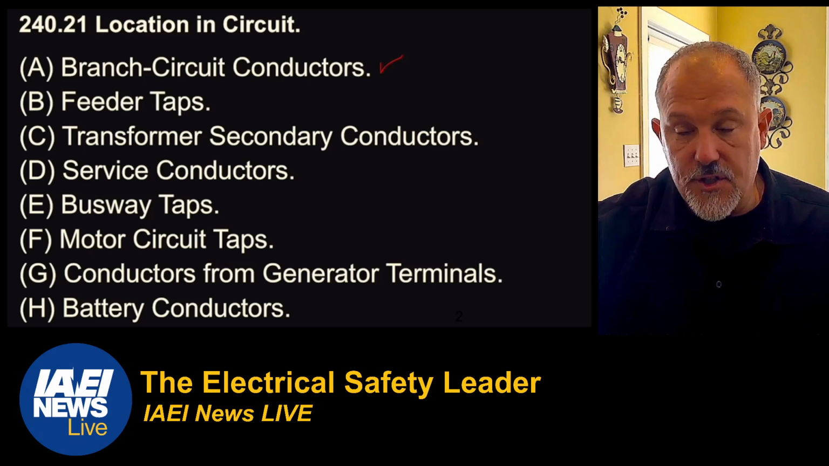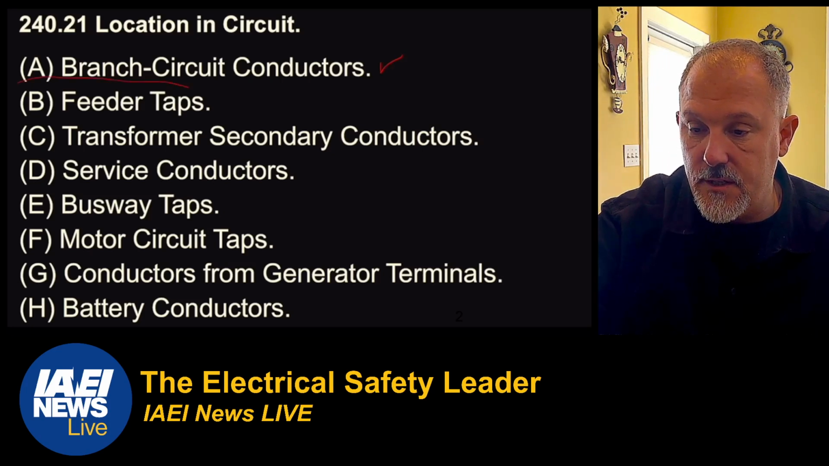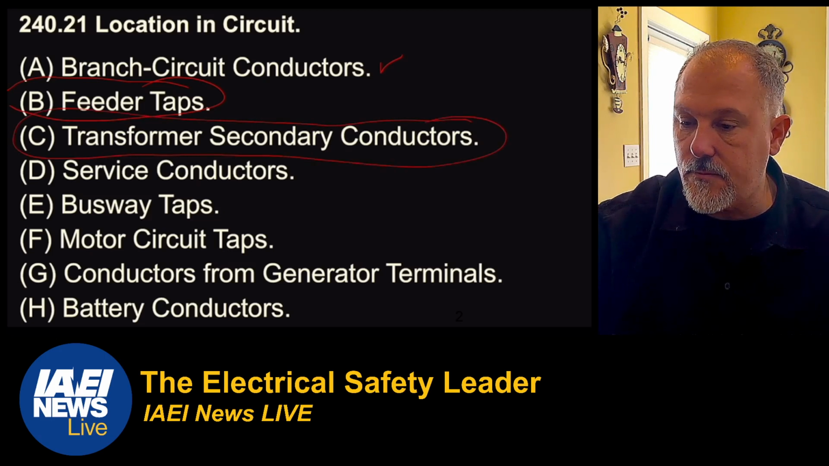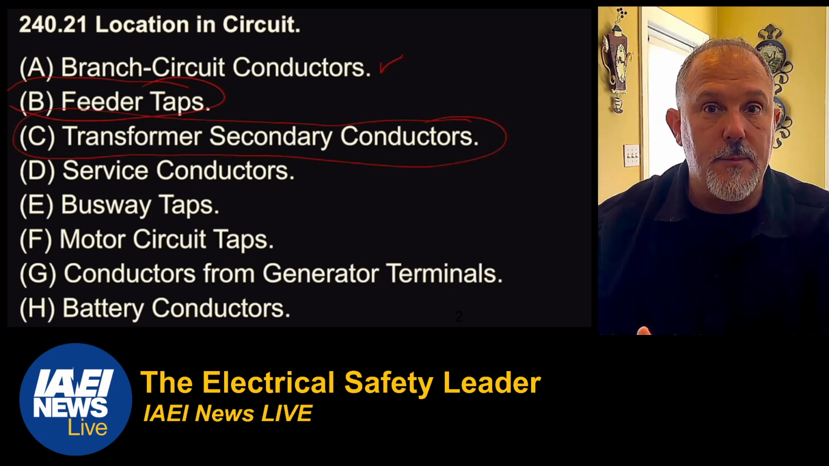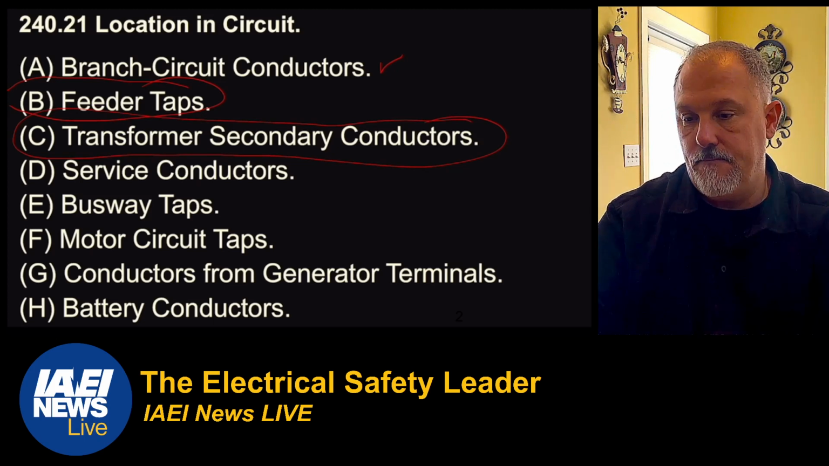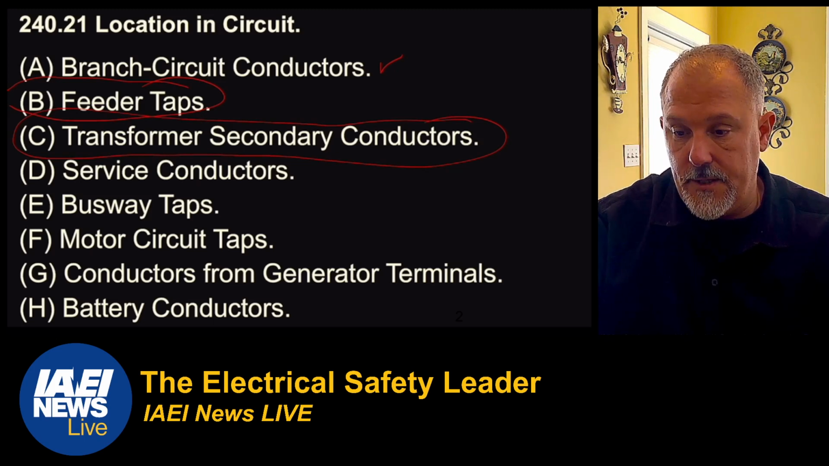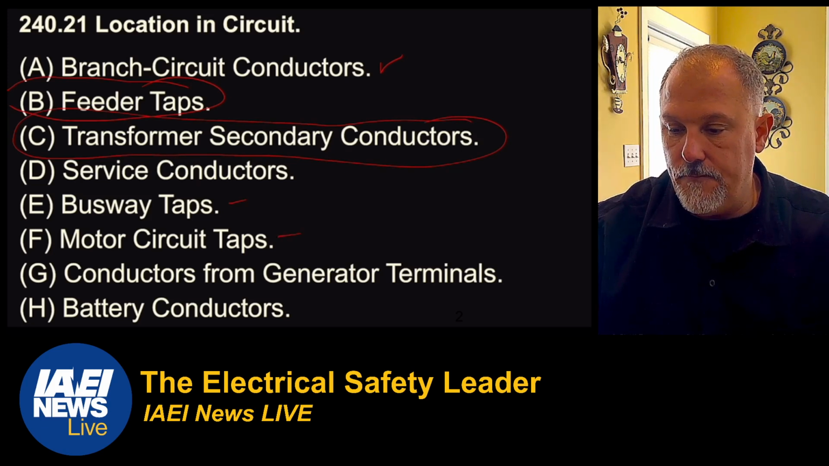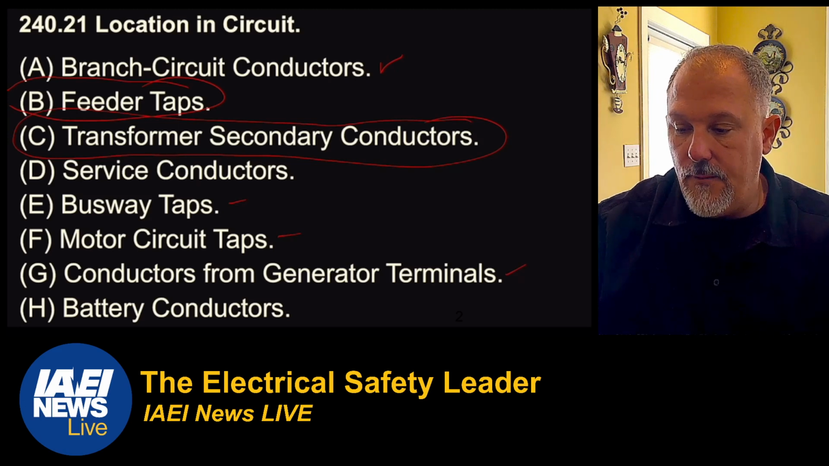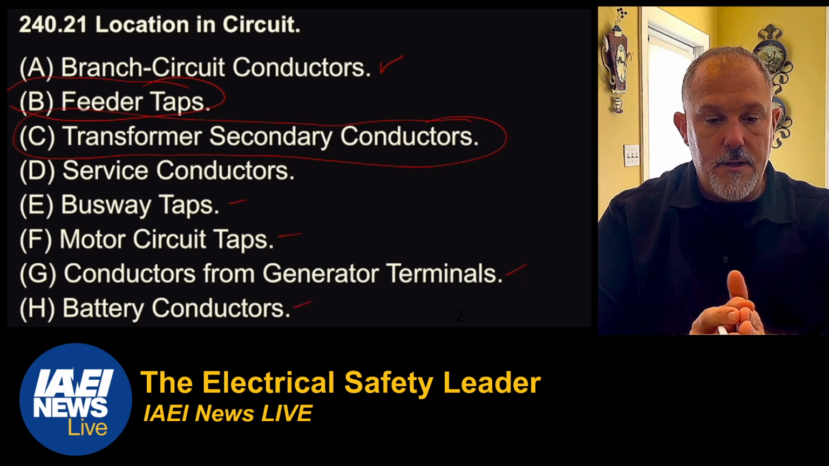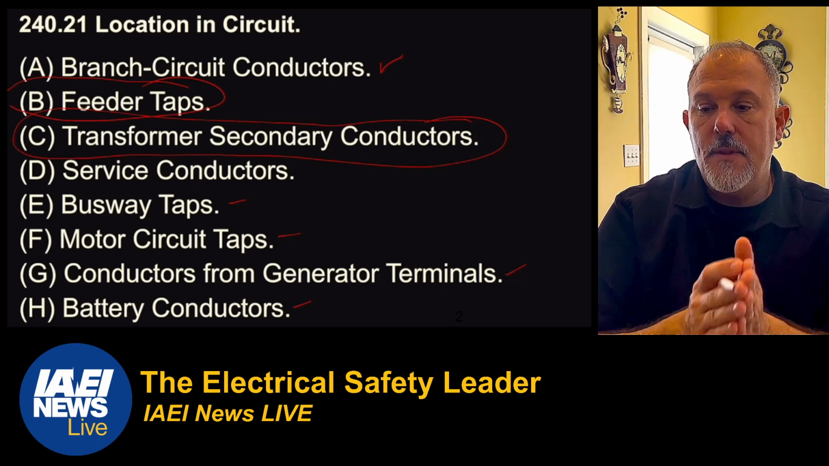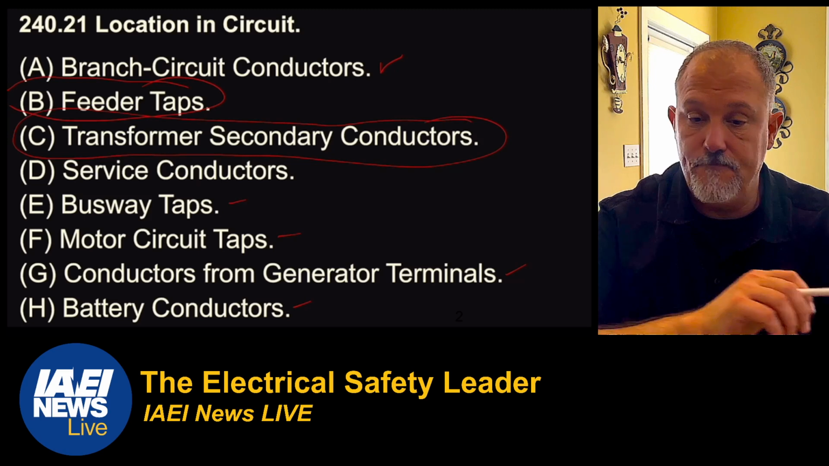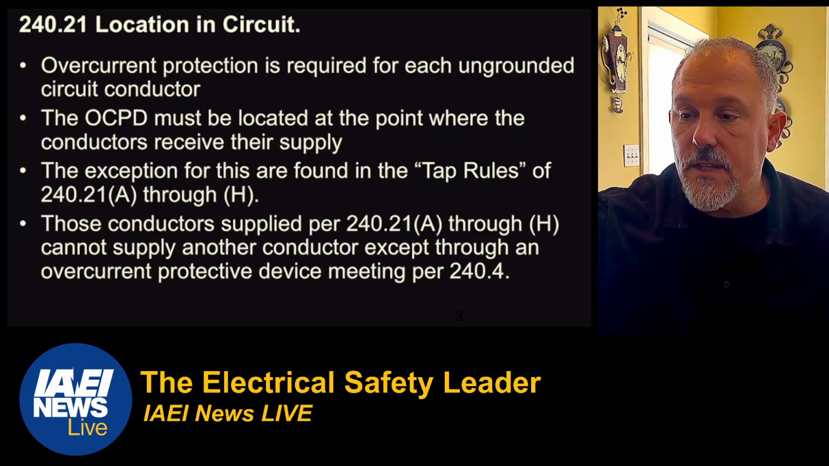You have your branch circuit conductors. This is where we're going to be focused. Feeder taps, that's one area that we're going to be focused on. And then transformer secondary conductors. Because obviously we have transformer secondary conductors, and then we have feeder taps. We don't have to worry about service conductors because this isn't service equipment. I don't have to worry about busway taps because this isn't busway. It's obviously not a motor circuit, and there's no generator involved, and we got no battery involved. So we're going to focus on feeder taps, 240.21(B), and 240.21(C) is for transformer secondary conductors. All right. So what does 240.21 tell us?